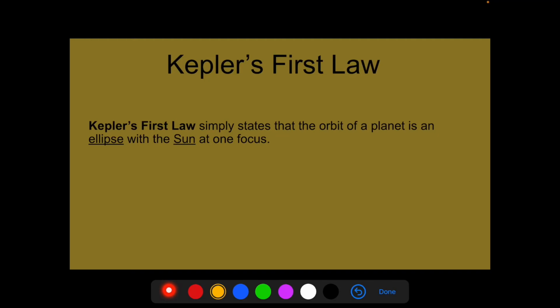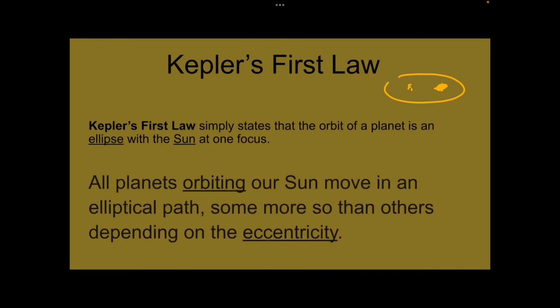If you remember our diagrams from earlier, I'll draw it up here, we have our ellipse, we have focus 1 and focus 2 over here, which is the sun. That's Kepler's first law: the orbit is an ellipse, we have the sun right in here, and the other focus over there. That's Kepler's first law, right there.